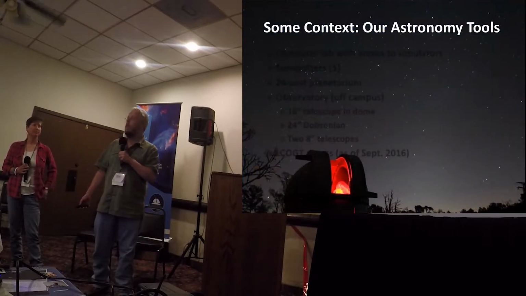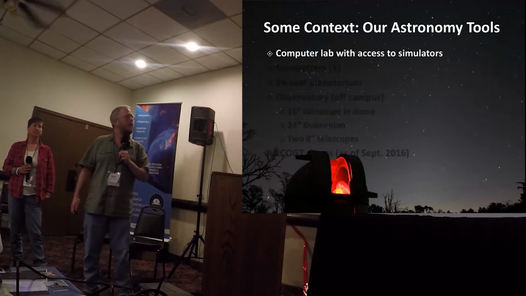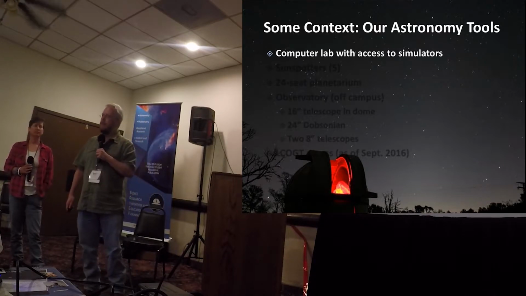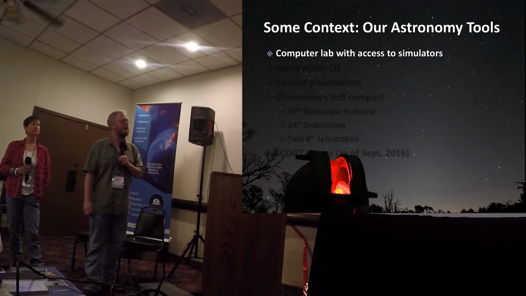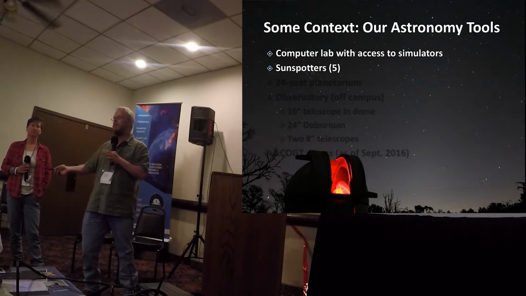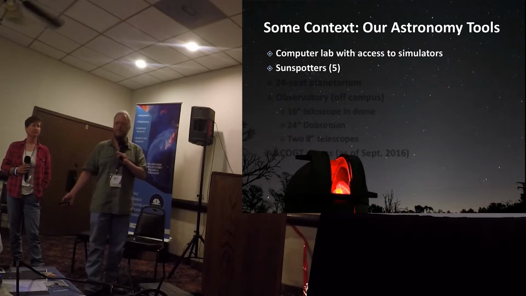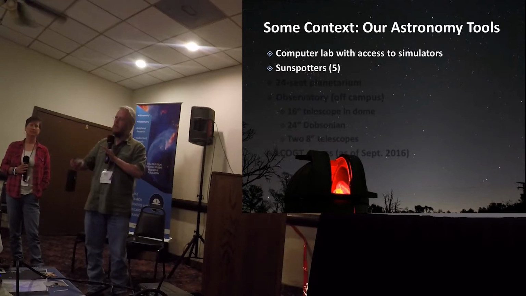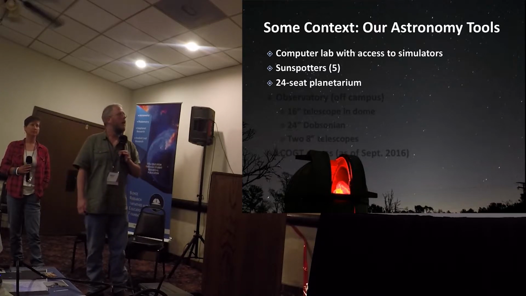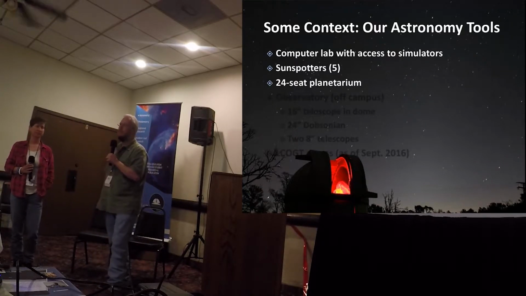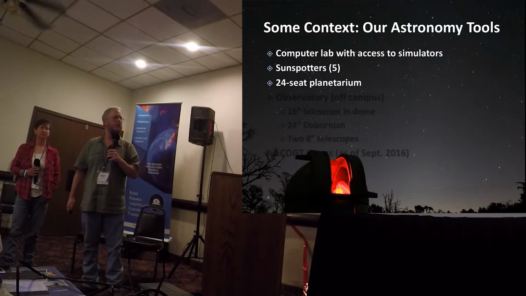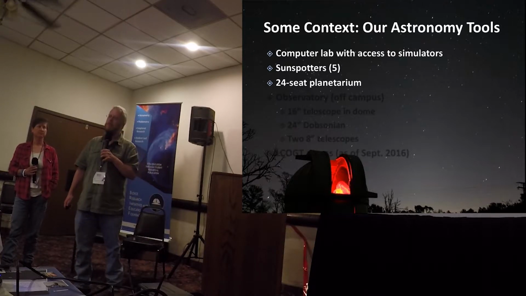In terms of the tools that we use in our classes, we have computer labs with access to simulators. So we do a lot of the NAAP Labs, the CLEA Labs, Stellarium, things like that, to give students some simulated data to work with. We have a number of sun spotters that we can use with our students so they can actually go out and observe sunspots when there are some, if it's not a solar minimum, or at least track the motion of the sun or the Earth's rotation by watching the sun move. We have a planetarium. It was recently updated, so it's pretty state-of-the-art these days. It seats about 24 students comfortably, and we can do a number of things in there.